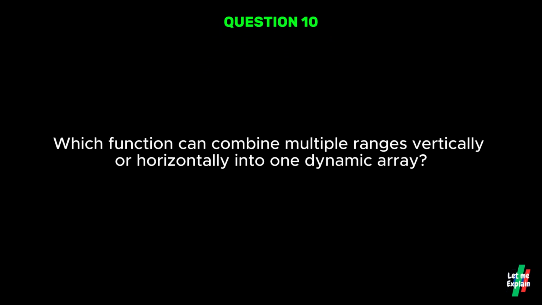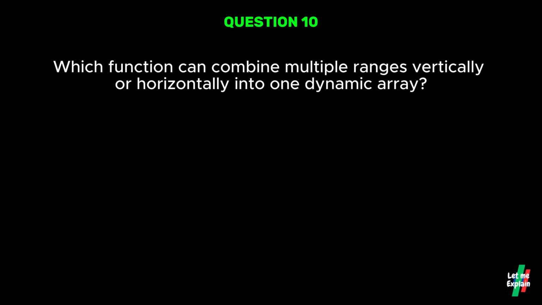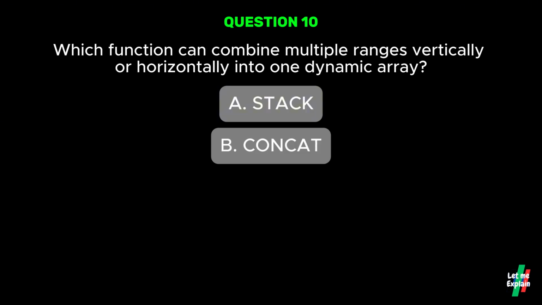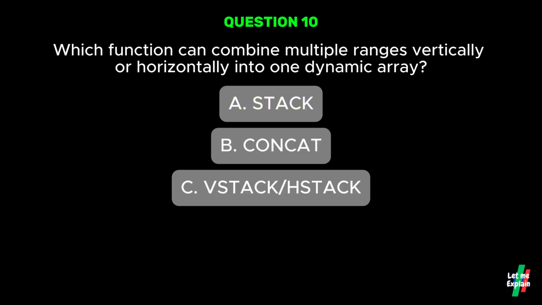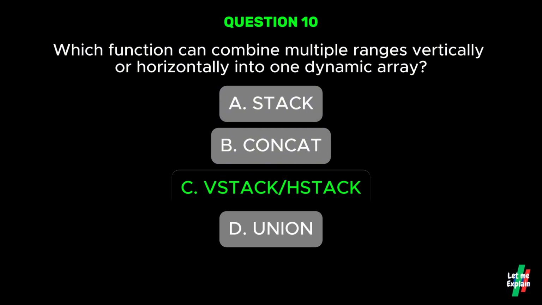Question number 10. Which function can combine multiple ranges vertically or horizontally into one dynamic array? STACK, CONCAT, VSTACK or HSTACK, UNION. The correct answer is C. VSTACK combines ranges vertically, HSTACK combines ranges horizontally. These are part of Excel's modern dynamic array functions.